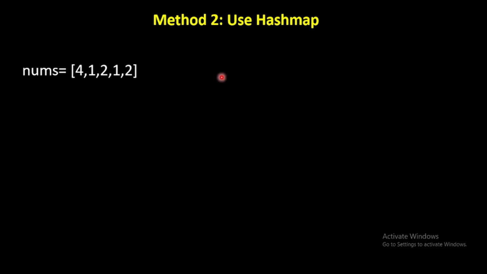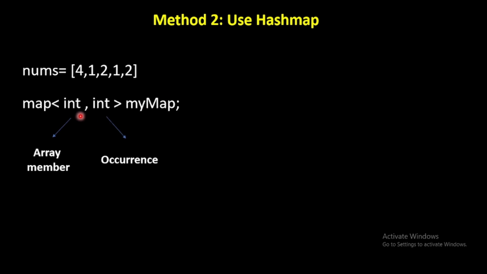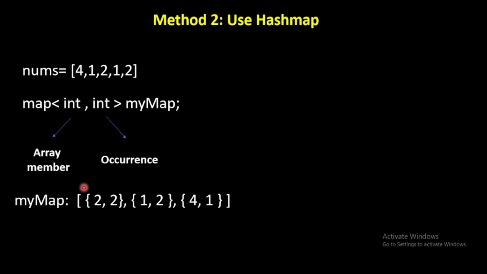For the hash map, we will use the built-in C++ map from the standard template library, where the first element of each pair will be the array member and the second element will contain its occurrence, that is how many times it has appeared in the nums array. So if we store this nums array into mymap, they will be stored in this way.